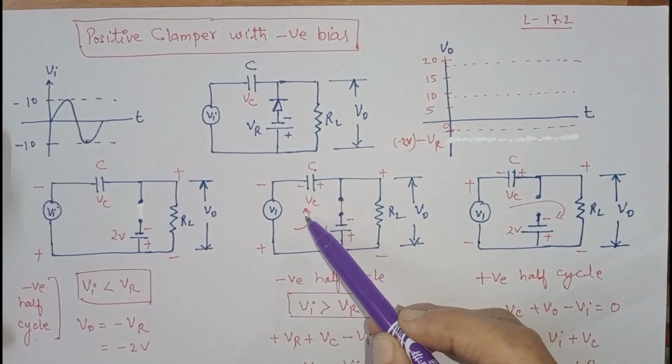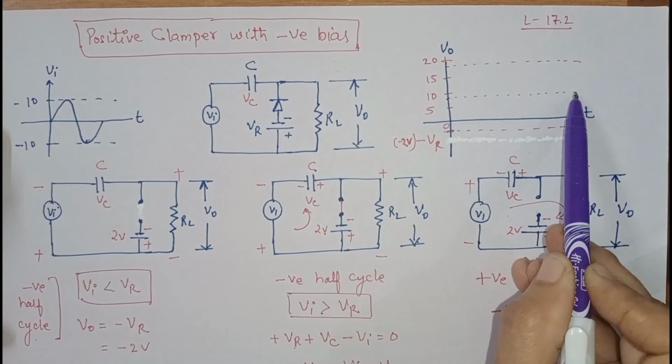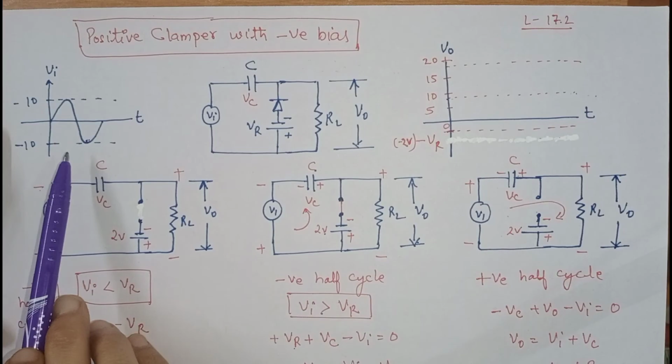So the DC level that will be introduced in this case, this will be 8 volt. This is the DC level. This will be equal to 8 volt introduced in this input signal.